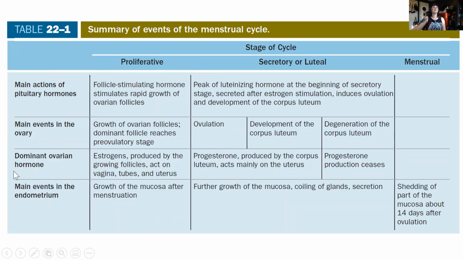Okay, so this is a nice summary slide. It talks about the stage of the cycle and just discusses what the ovary is doing during that time, what the pituitary hormones are doing, and how all of these things are related, which is really nice. So I would keep this on hand just to remind yourself, in addition to that chart previously, how all of this relates.